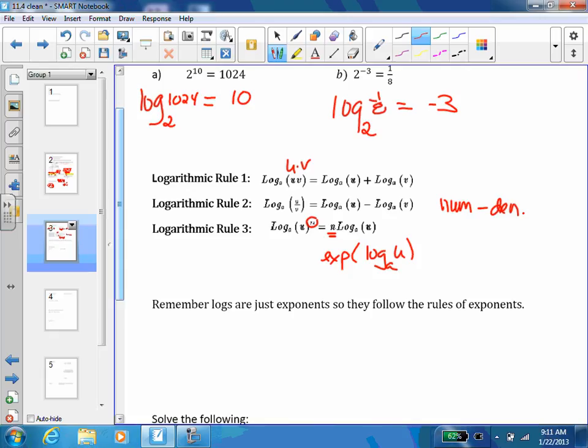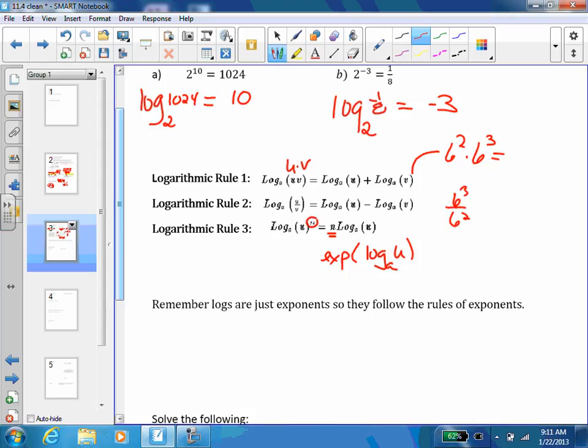So, think about it. I said, remember, logs are just exponents, so they follow the rules of exponents. What did we do when we were multiplying our bases? 6 to the second times 6 to the third. What did we do with our exponents? Didn't we add them? That's what we're doing. What did we do when we had 6 to the third over 6 to the second? What did we do with our exponents?